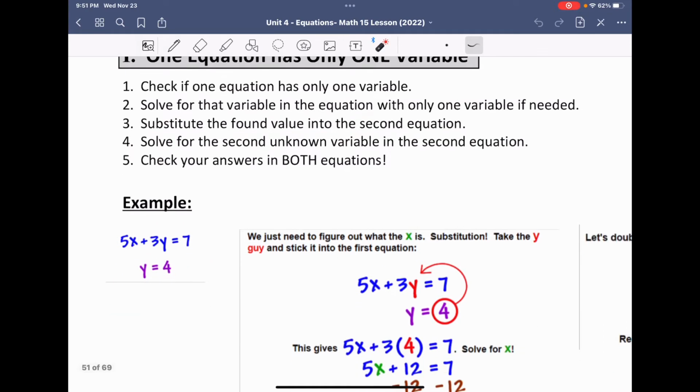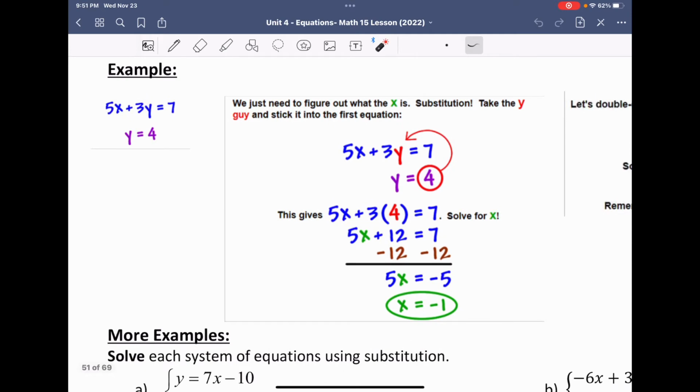So let's see how this works in an example below here. Suppose we give you these two equations here, and we know y equals 4. Well, we're going to take that y and plug it in for our y in the first equation. When we do that, we get 5x plus 3 times 4 is equal to 7. We do a little algebraic work. When we multiply the 3 and 4, we get 5x plus 12 equals 7. We want to isolate our x term here, so we're going to subtract away the 12. Once we subtract 12, we get 5x equals negative 5. We divide away the 5 and get x equals negative 1.